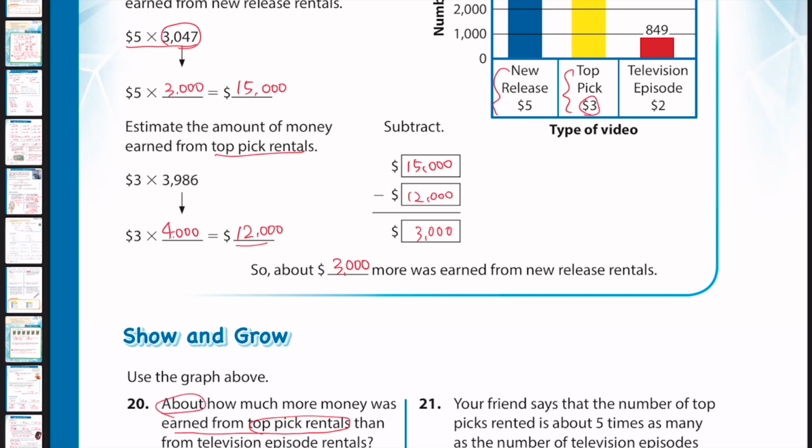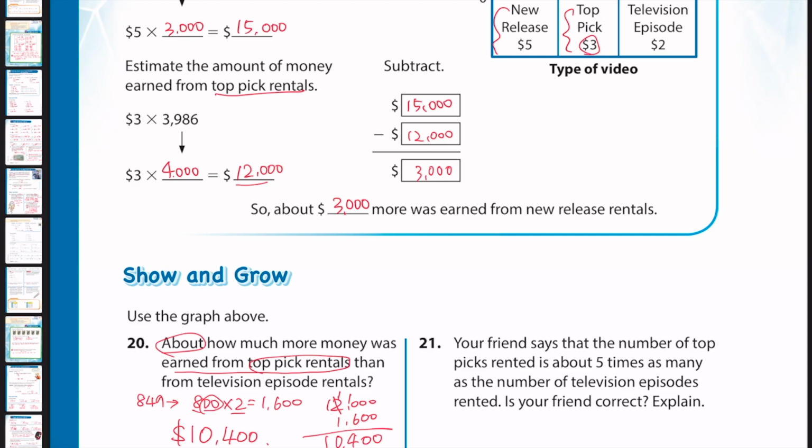You cannot take away 6 from 0, so we need to regroup. And this is going to be 10. 10 take away 6 is 4. 1 take away 1 is 0 and 1. So the answer is what? $10,400. Okay? Now number 21.